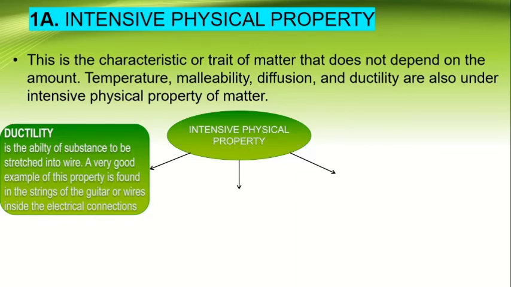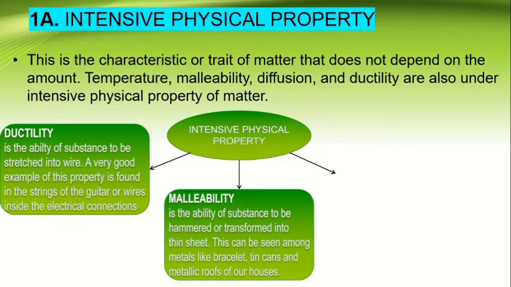Next, malleability is the ability of a substance to be hammered or transformed into thin sheets. It can be seen among metals like bracelets, tin cans, and metallic roofs of our houses. Everything in like metal, like tin cans. So how do the tin cans form? Because of malleability. The metallic roofs.